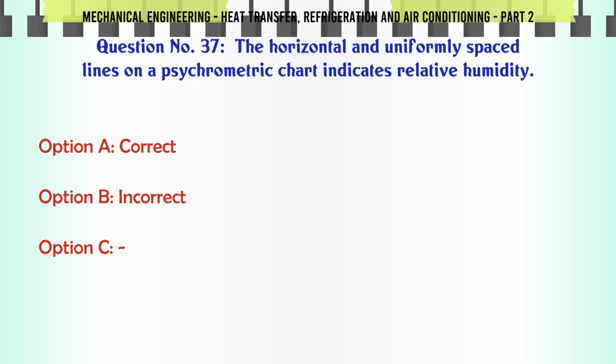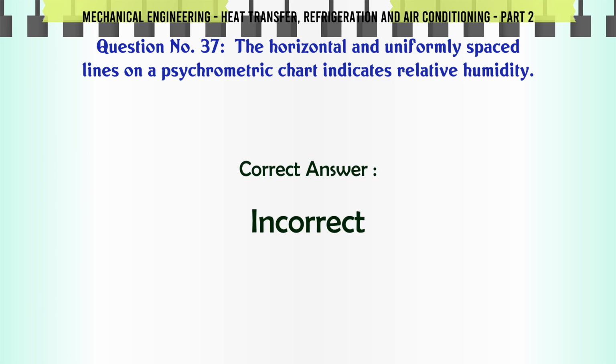The horizontal and uniformly spaced lines on a psychrometric chart indicate relative humidity. A. Correct. B. Incorrect. C. D. The correct answer is incorrect.